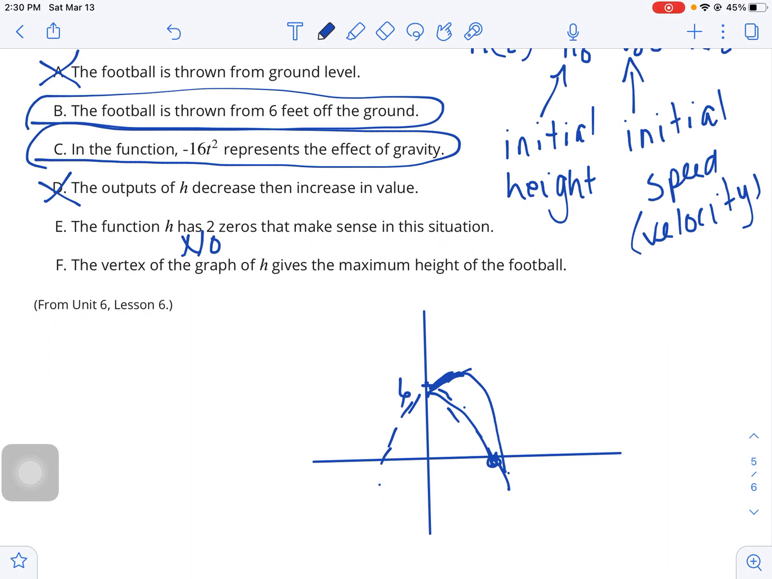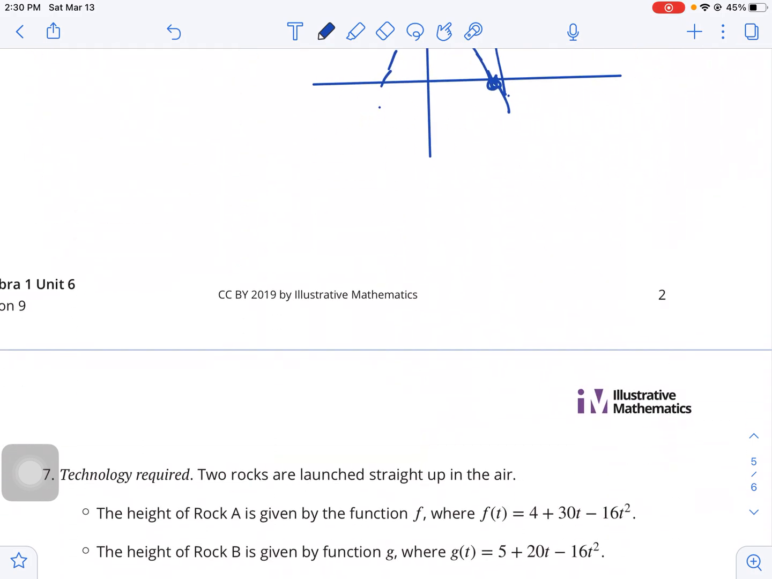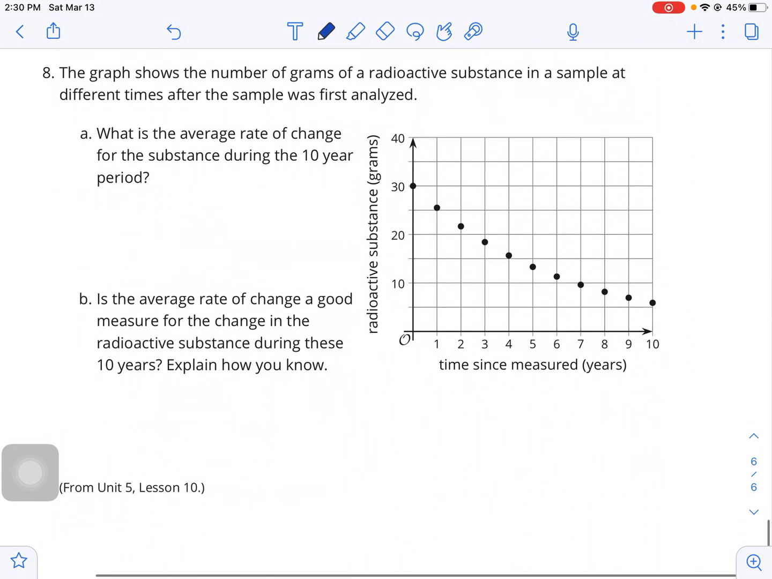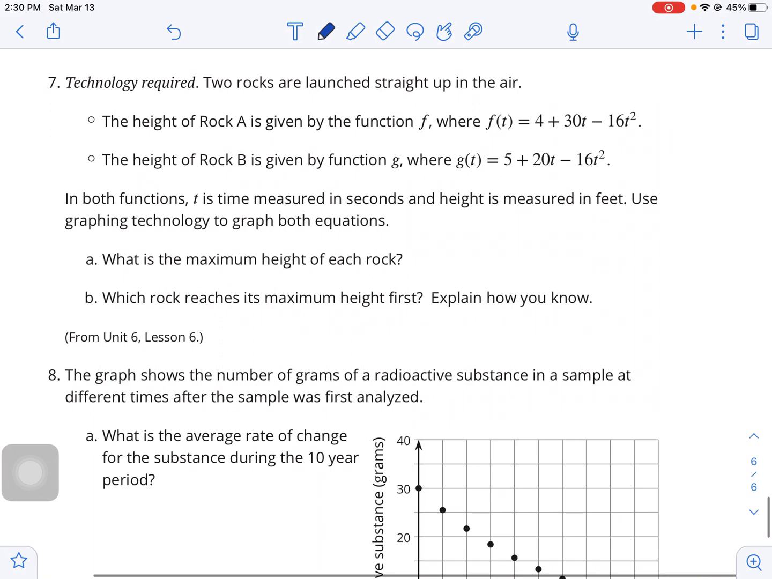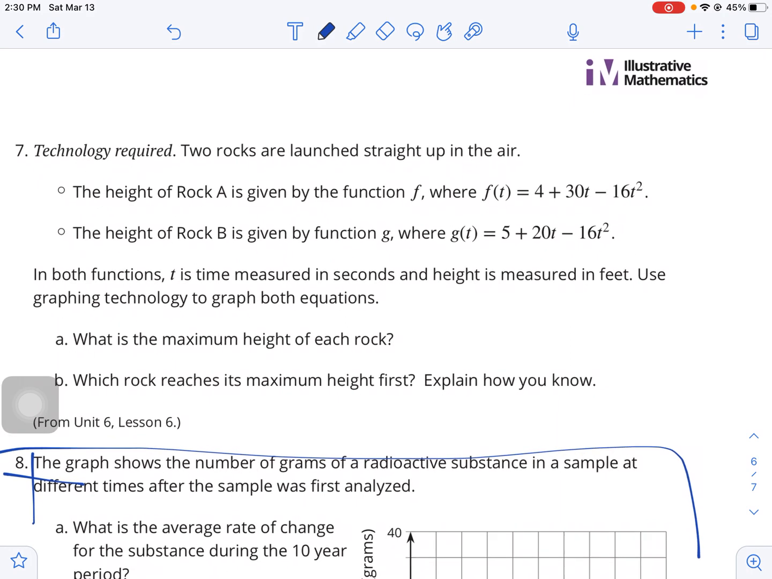And then the vertex of the graph gives the maximum height, and that's true. So I would say yes on this, or circle this. Just keep it consistent. And that's it. So, oh, no, I guess not. We have a couple more here that we want to take a look at. One more anyway. I don't want to include 8, so I will take that out of your copy. But we should look at this one.